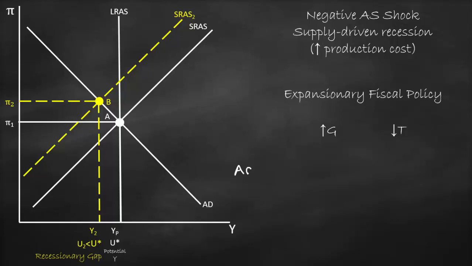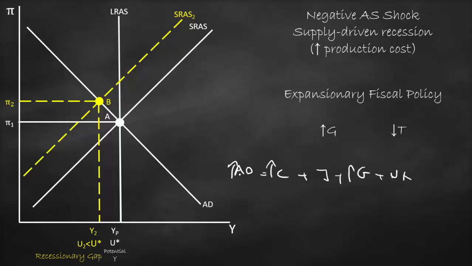So we know that our aggregate demand is equal to C plus I plus G plus NX. If we increase G, aggregate demand will be higher. If we decrease taxes, disposable income will be higher. Consequently, consumption will be higher, which would result in higher aggregate demand. Therefore, aggregate demand will shift to the right.